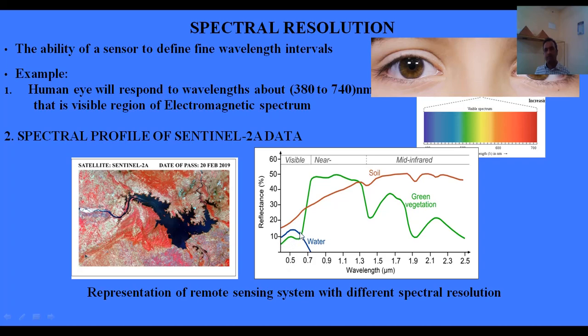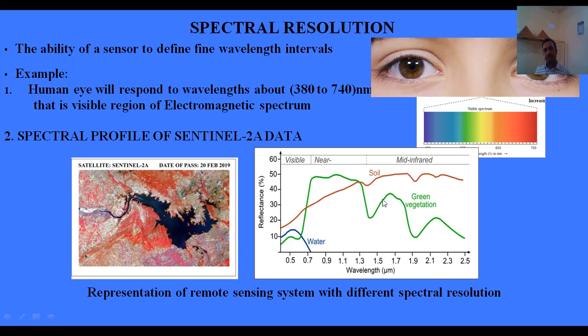If you see the green area, this is the infrared region. This infrared region gets more reflectance. Water has less reflectance. Green has more reflectance, and soil has very high reflectance. Water has less reflectance because whenever the radiation is incident on the water body, the total radiation is absorbed by the water. That is why reflectance is very low, and that is why it appears dark on the image.